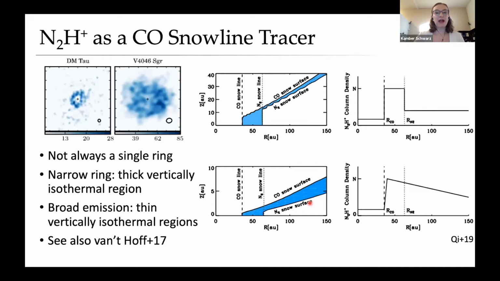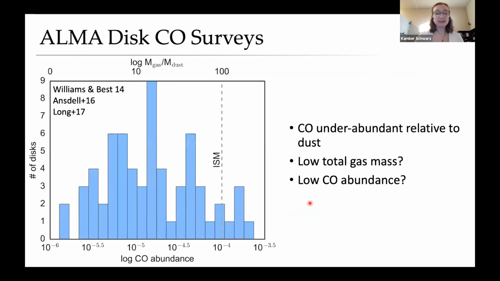As for actual observations of CO with ALMA, there have been a large number of surveys of CO emission in protoplanetary disks. Something that is found over and over again is that CO is underabundant relative to millimeter dust. This could be due to a low total gas mass in the disks, which is shown on the top axis here, or due to a low CO abundance, which is shown on the bottom. But in either case, there is something in these disks that is significantly different from the ISM abundance.